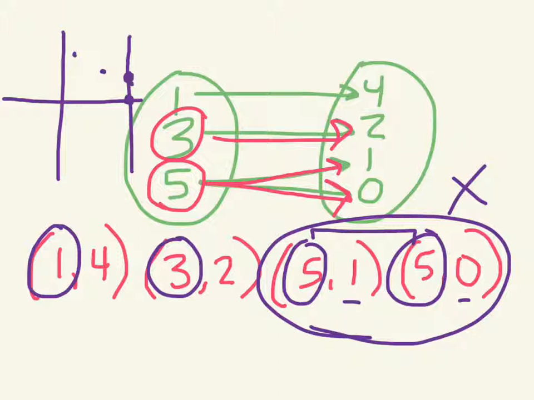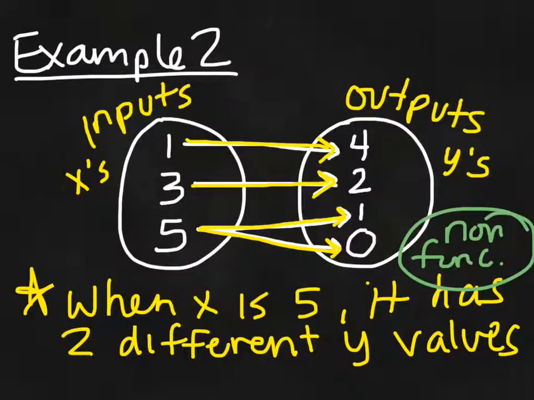So the trick that we used on the map is that we saw that the 5 had an arrow to two different y's. So if you have an x over here that has arrows going out to multiple y's, that's a trick to know it's not a function.